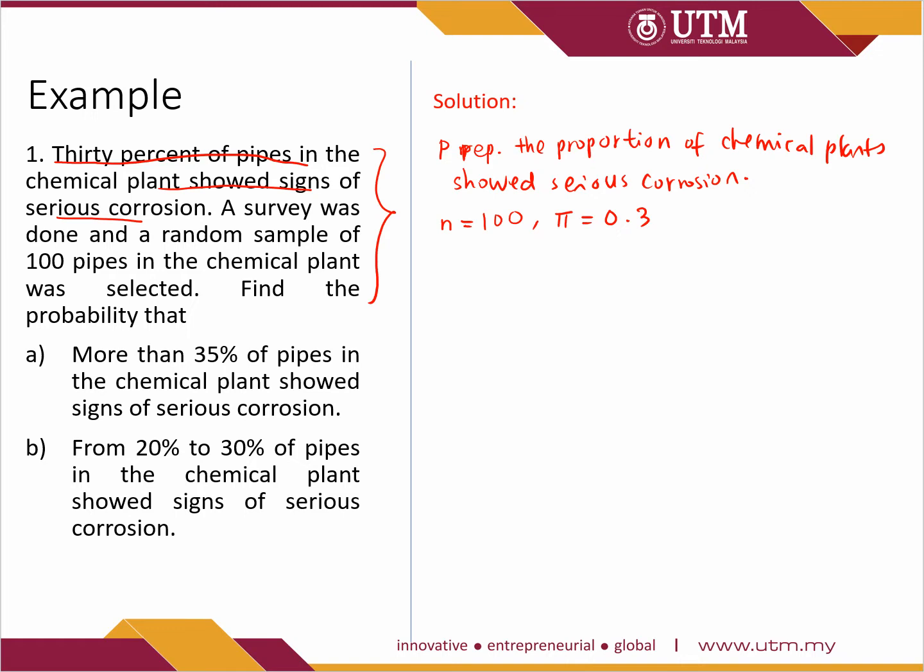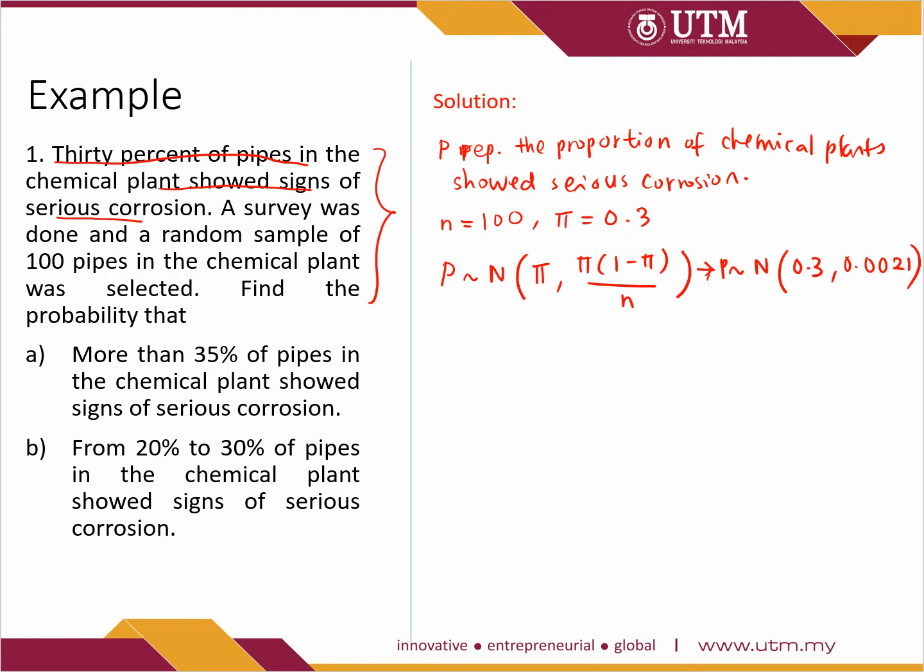So we can write this proportion follows normal, given the mean is equal to the population proportion pi, and variance pi times (1 minus pi) over n, or this is normal given 0.3, and 0.3 times 0.7 over 100 is equal to 0.0021.